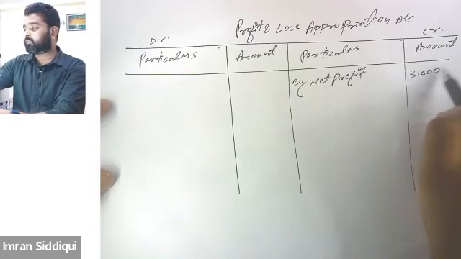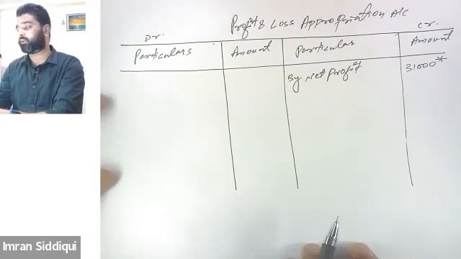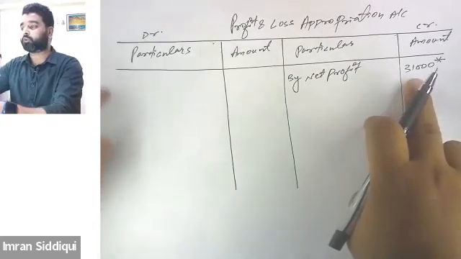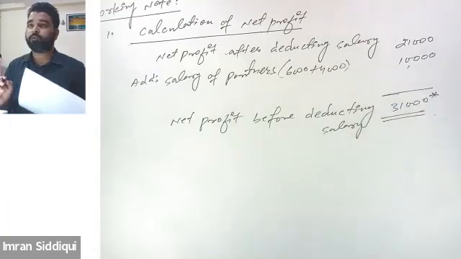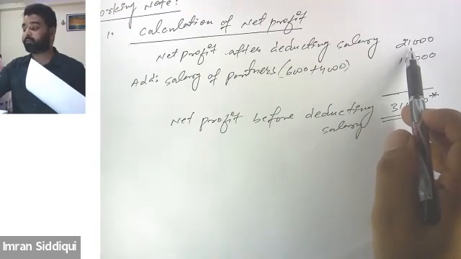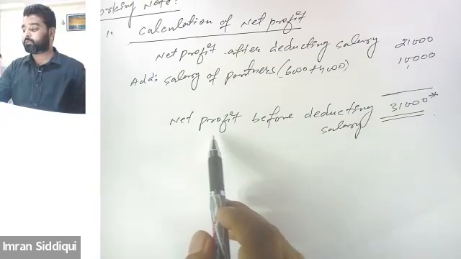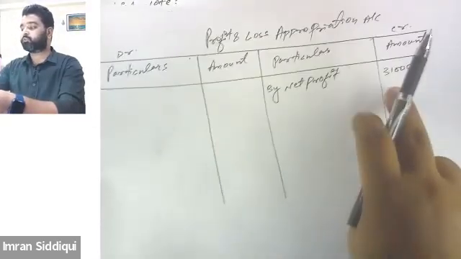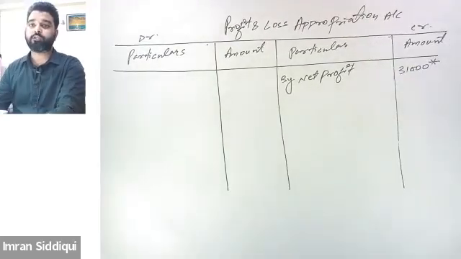I have taken this value from the working note, therefore I am marking a star on it. 31,000. I have prepared the working note here. Net profit before salary was 31,000. After deducting salary, 21,000. By adding salary, we will know the net profit before deduction of the salary. It will be 31,000. So I have taken this value 31,000 in the P&L appropriation account. All right, everyone, I hope this is clear to all of you.